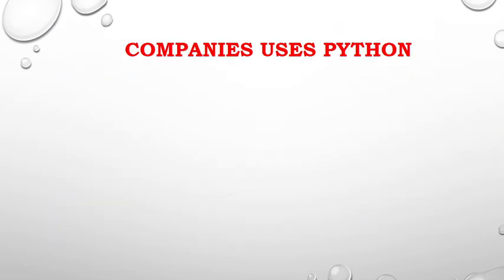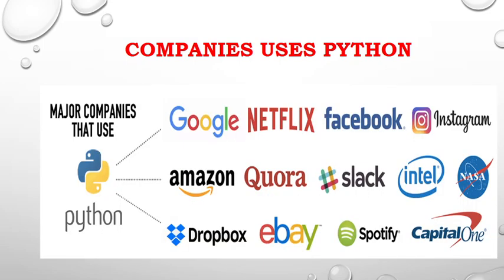Next, the companies that use Python. So what are the companies using Python? These are the major companies that use Python: Google, Netflix, Facebook, Instagram, Amazon, Shell, Intel, NASA, Dropbox. These are some companies which mostly use it to run their web applications and websites. So in that area, these companies are also using Python programming.